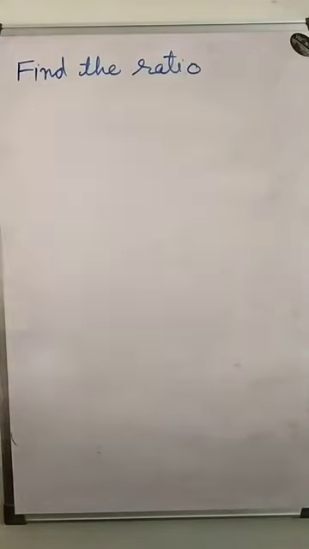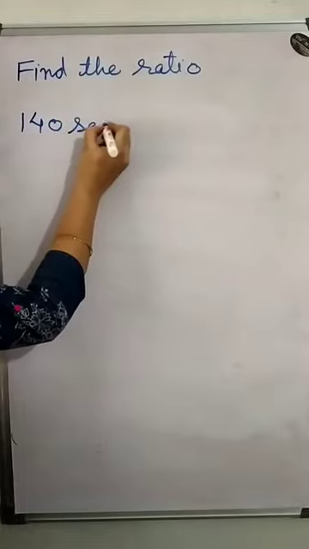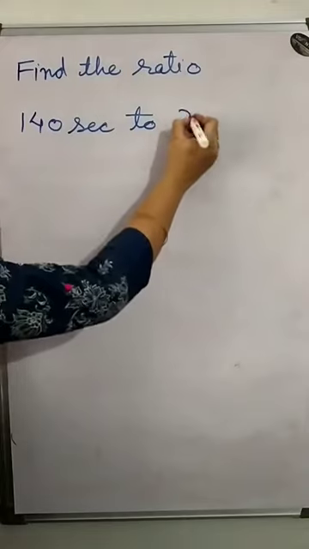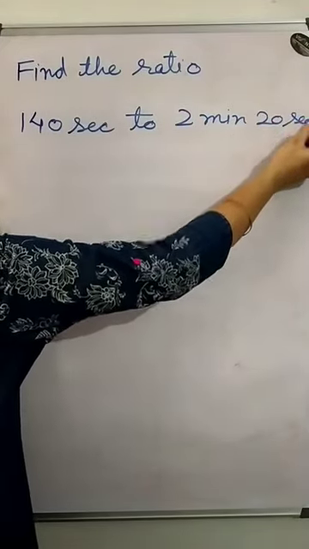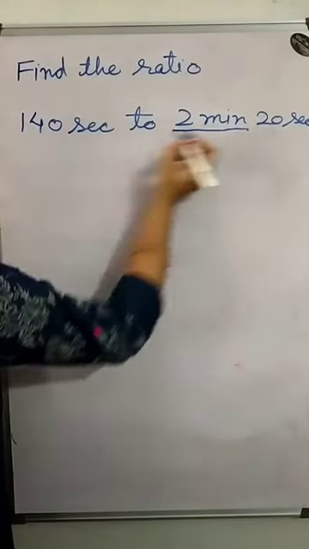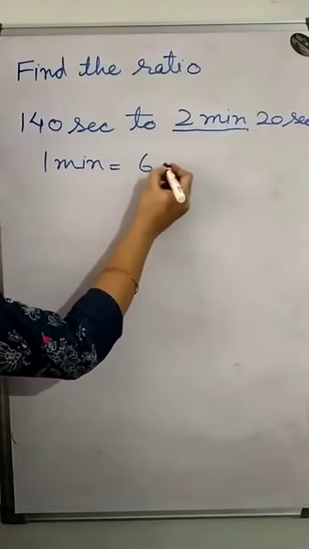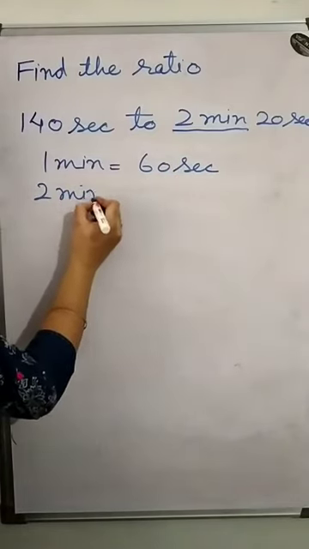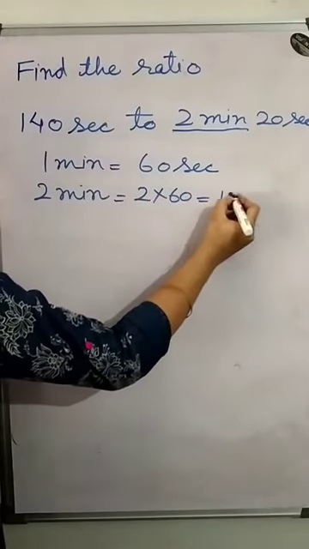Okay. Next example is 1/42 to 2 minute 20 second. Here two units are given in the second part. So first we convert 2 minute into seconds. 1 minute is equal to 60 second. So 2 minute is equivalent to 2 into 60, that is 120 second.